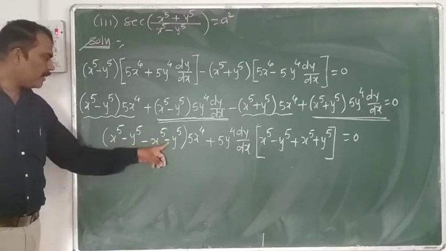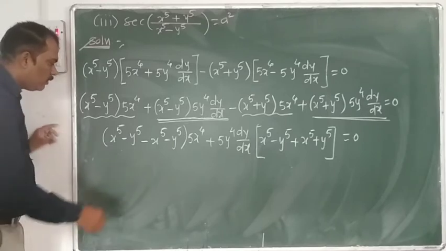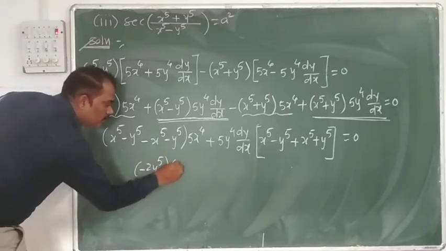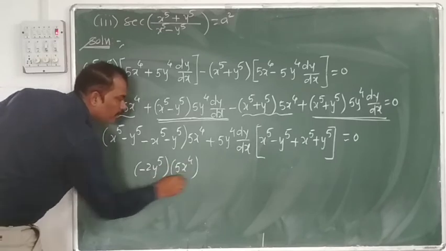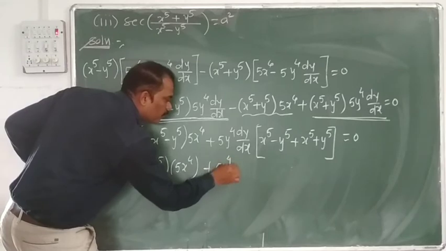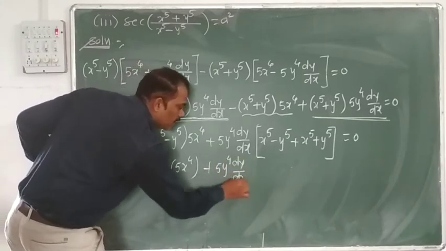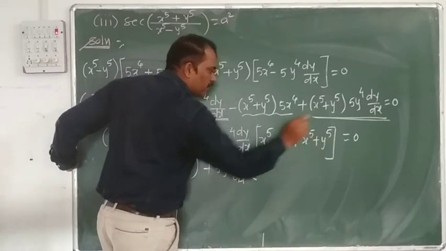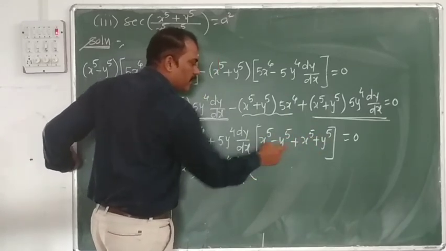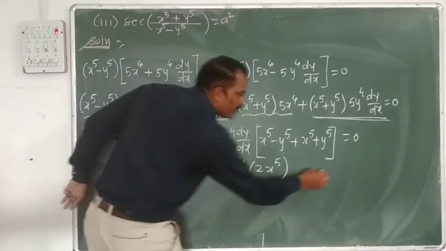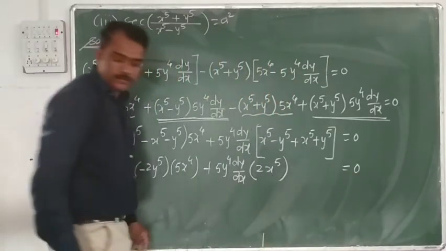minus y raised to 5 minus y raised to 5, so that we have to get minus 2 times y raised to 5 into 5 times x raised to 4 plus, here what is 5 times y raised to 4 dy by dx into bracket. Here minus y raised to 5 plus y raised to 5 get cancelled, x raised to 5 plus x raised to 5, that is 2 times x raised to 5 is equal to 0.